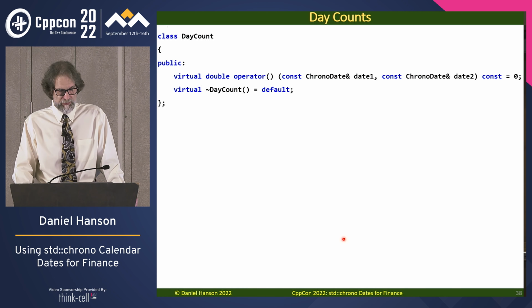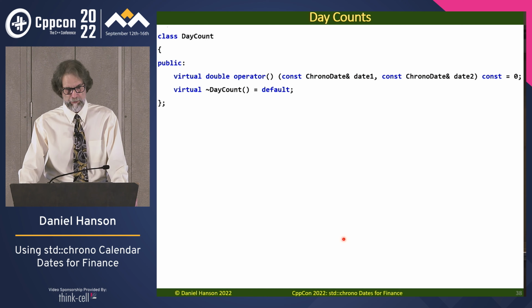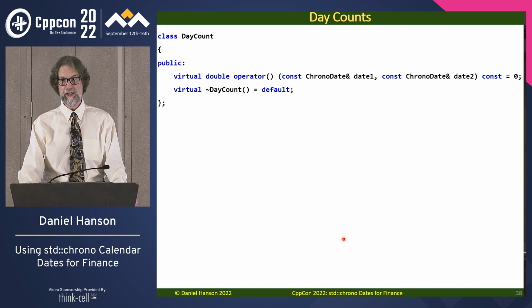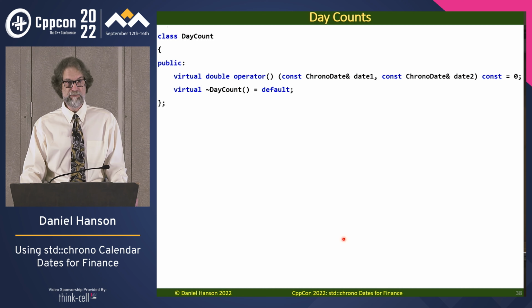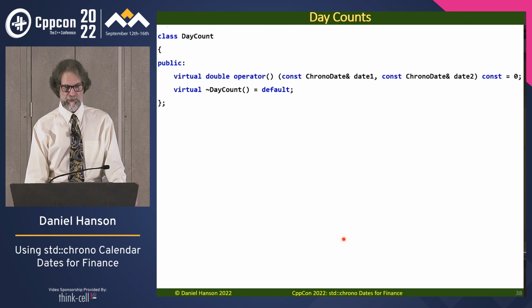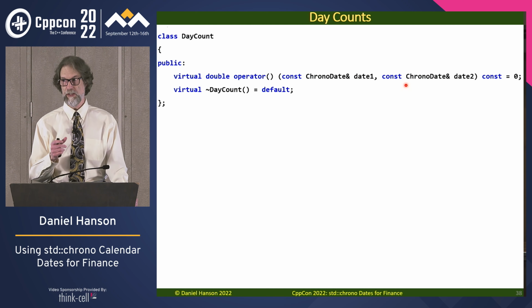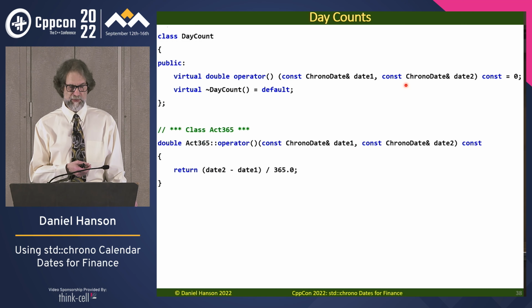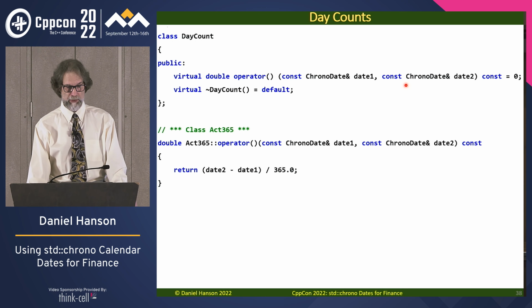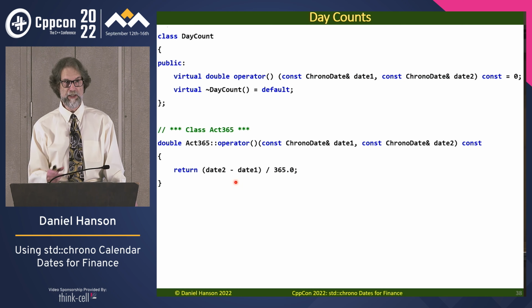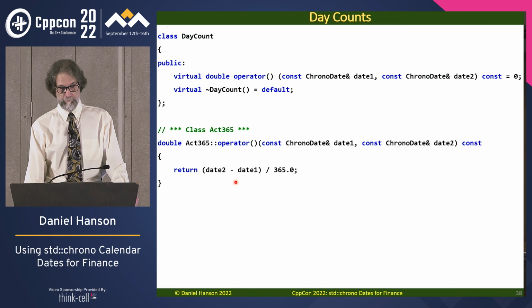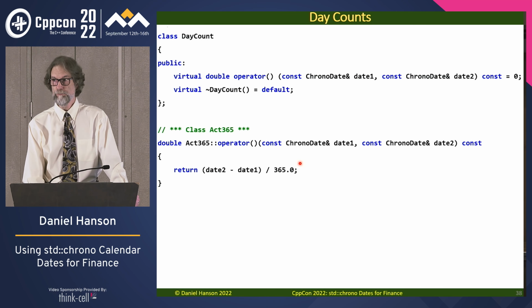Okay, here's one place now where we can apply use of our date class back to good old day counts. So define an interface class, as you see here, with an operator, and this will just take in 2 of our chrono date objects, so date 1 and date 2. And it will return the day count adjusted year fraction. For actual over 365, again, this is trivial, but because we have subtraction defined as the number of days between two dates, it makes it trivial. And divide by 365, and we're done there.